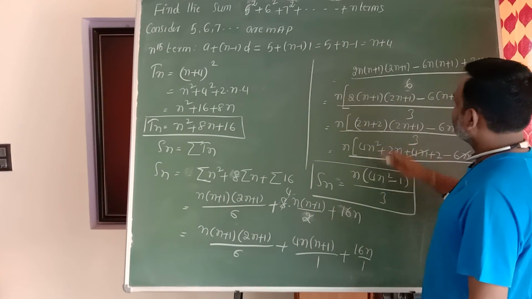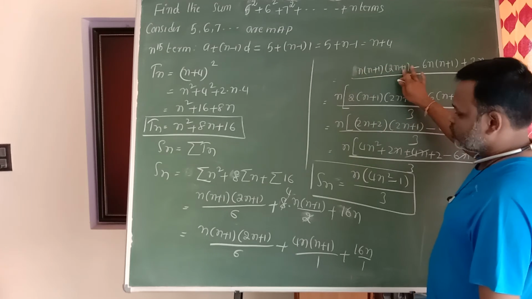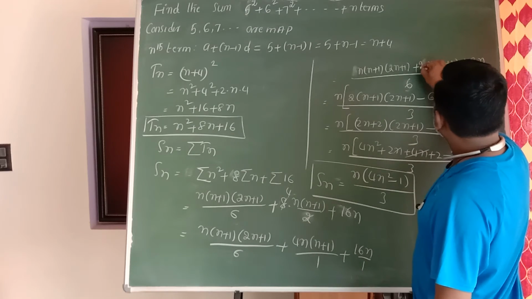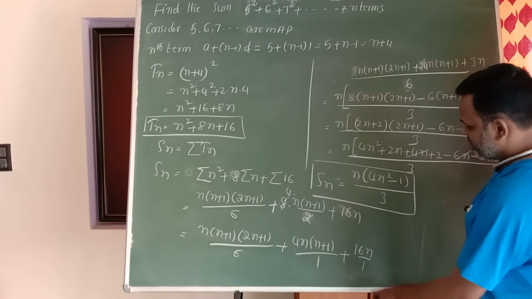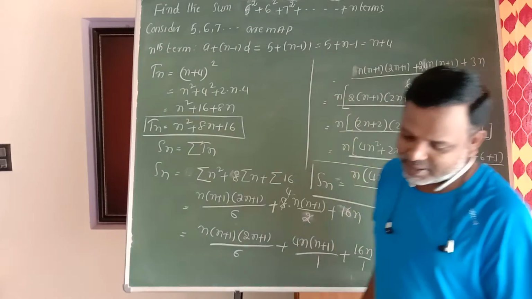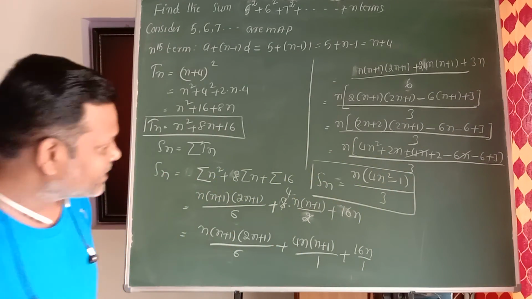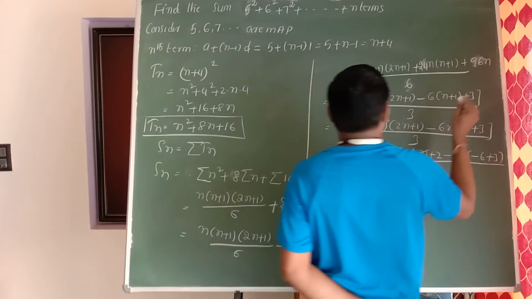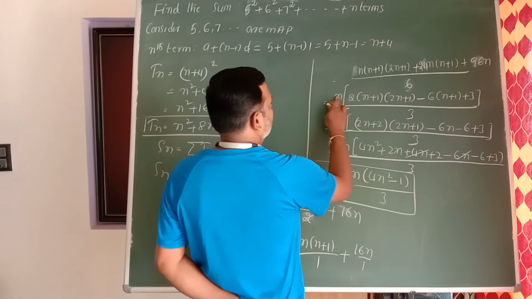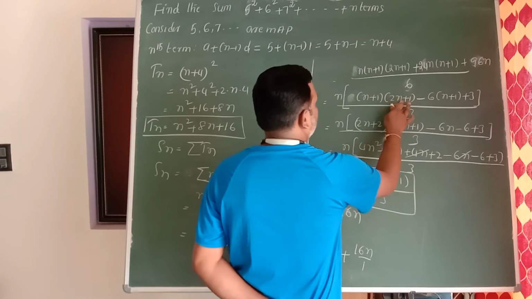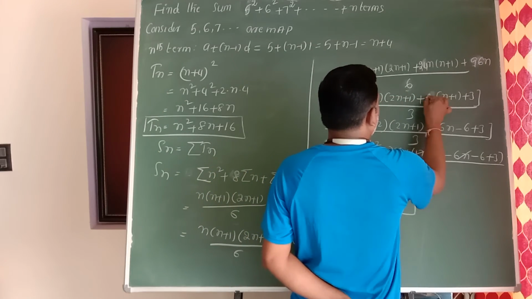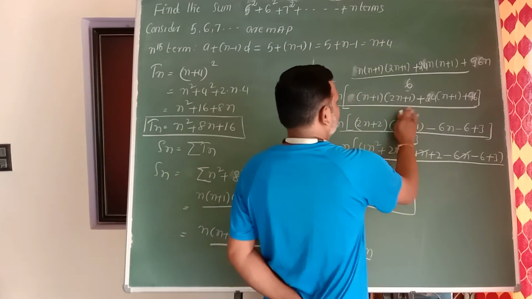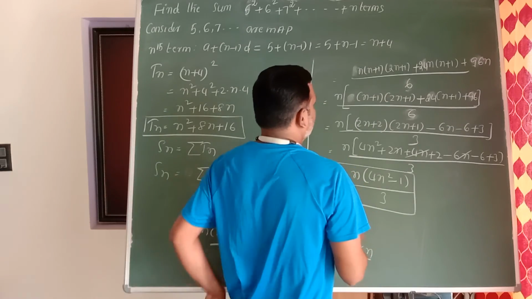Then what happens when 6 is the LCM? This becomes n(n plus 1)(2n plus 1) plus we cross multiply, 6 fours are 24, so 24n(n plus 1), plus 16n times 6, that is 96n. Now we can take n common. After taking n, this becomes (n plus 1)(2n plus 1) plus 24(n plus 1) plus 96 is the remaining, whole divided by 6 itself.